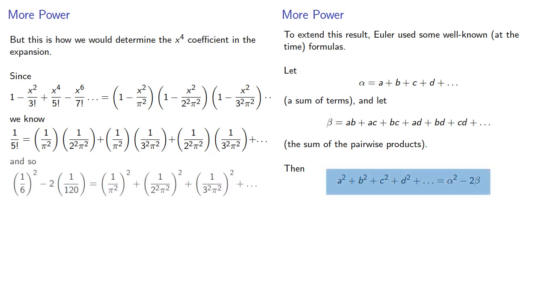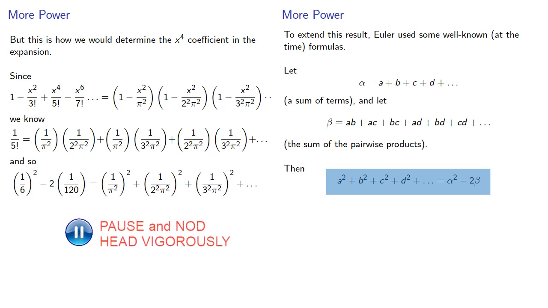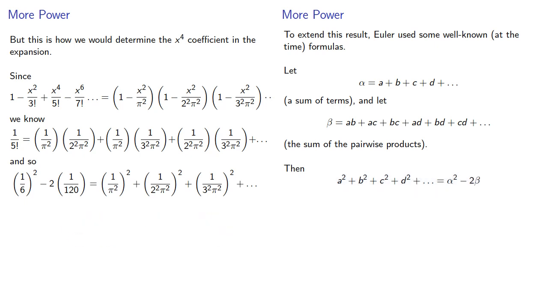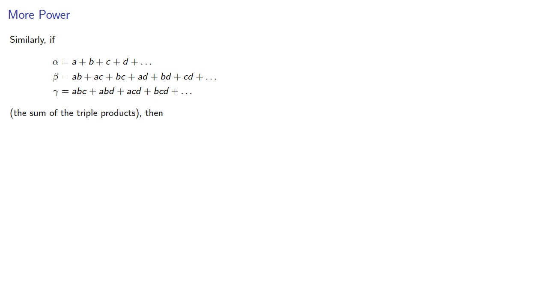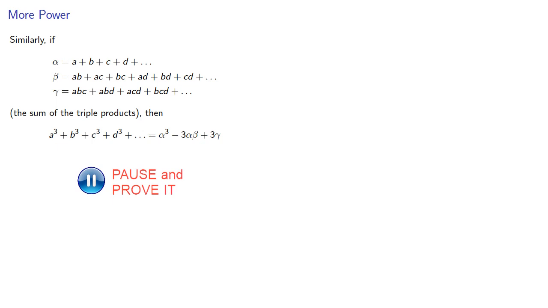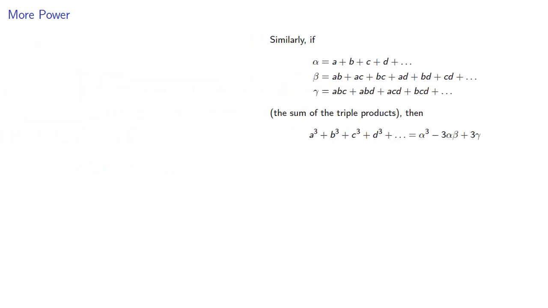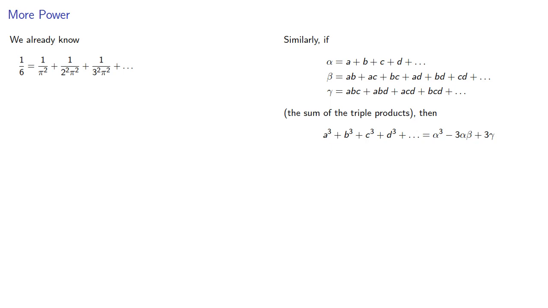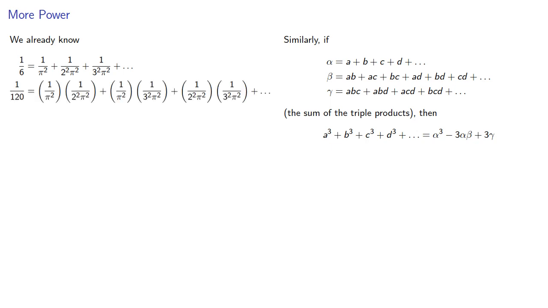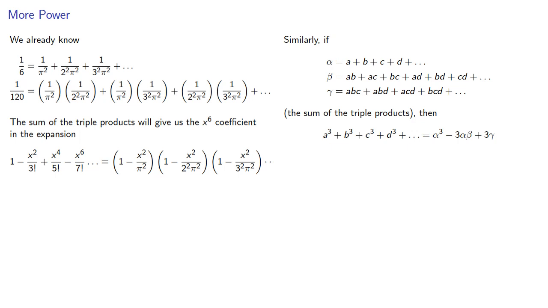and so our formulas give us, and so we can conclude, similarly, if we have our sum of the pairwise products, and sum of the triple products, then the sum of the cubes can be expressed as, and we already know the sum of the pairwise products, and the sum of the triple products will give us the x to the sixth coefficient in the expansion, and so we have gamma equal to 1/7.